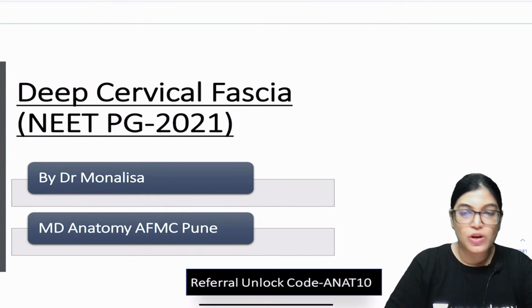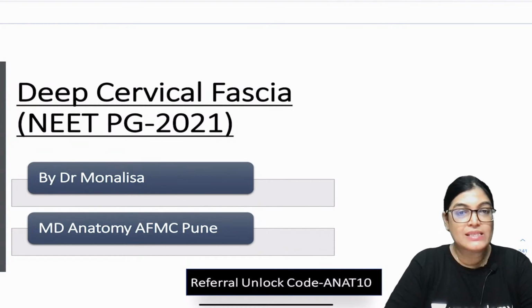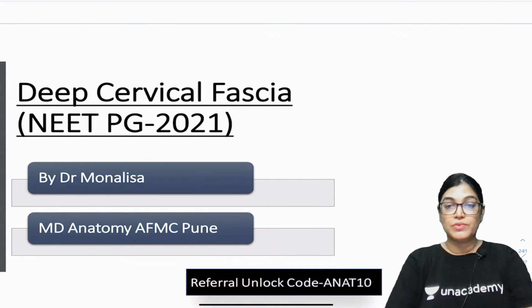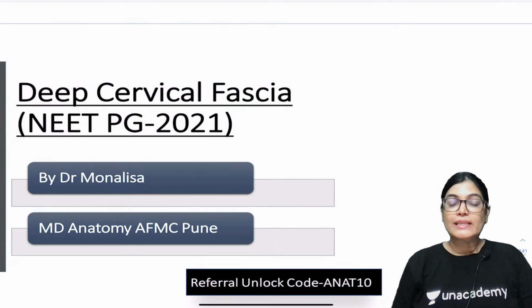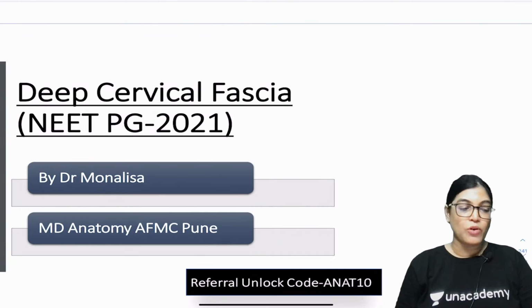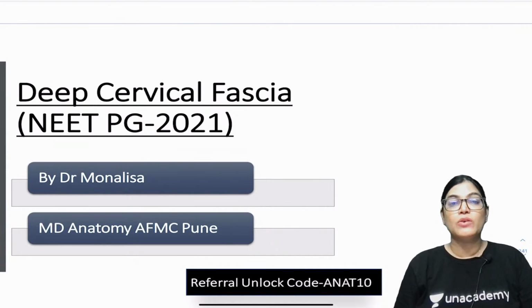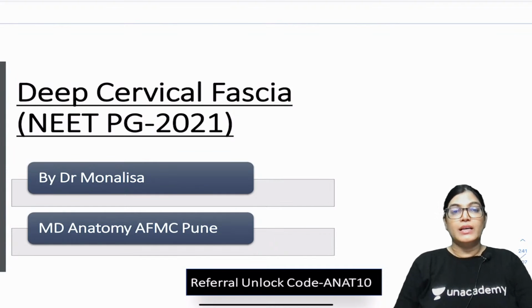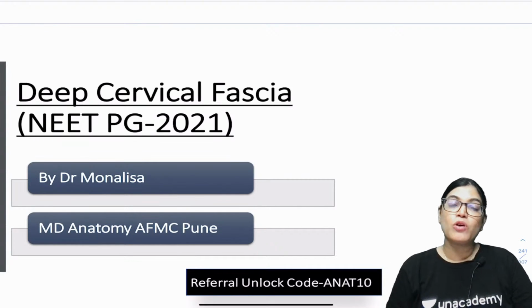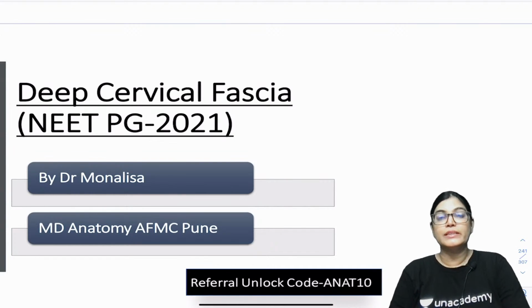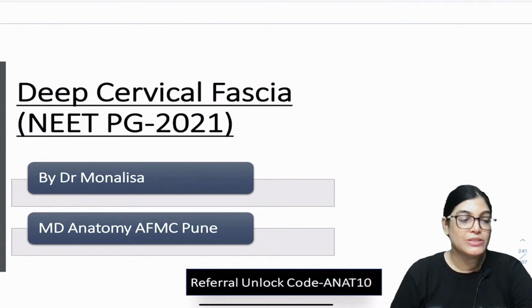So we can start the topics, and today's topic is Deep Cervical Fascia targeted for NEET PG 2021 and also for the first year MBBS students. Actually it's a very important topic, and it's very important that you should know the whole anatomy of deep cervical fascia. It is having 3 layers, and it is important for you to know the extent of the layer, what it is enclosing, and what is the extent of the different layers of deep cervical fascia in horizontal and in vertical tracing. So we will study the topic in detail.